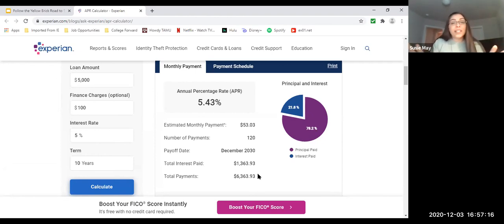So the whole point is if you're taking out a $5,000 loan, you're not exactly just paying $5,000 back. It's going to add up. So make sure you do your research on that. All right, let's head back.